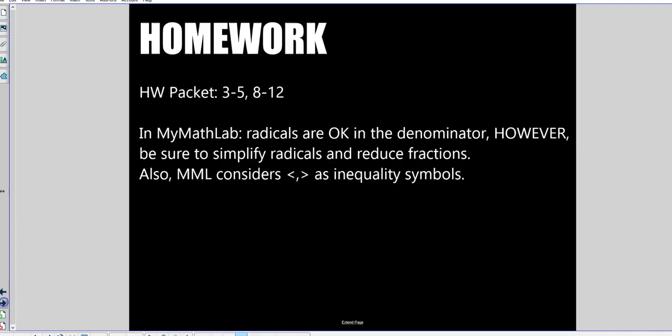Awesome. Okay, so you should be good to start MyMathLab. The homework packet should be on there for you, but just a little bit of note. In MyMathLab, radicals are okay in the denominator, but be sure you simplify radicals and reduce fractions, okay? So what I mean by that is rationalize when you can. Does that make sense? So don't put square root of 8, put 2 square roots of 2. MyMathLab considers those as inequality symbols. So again, be very careful with your input once we get started here. If you're having issues with that, let me know.